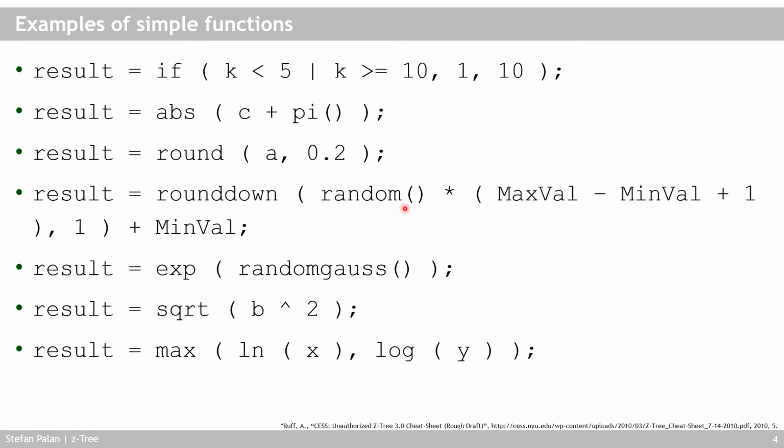Random generates a uniformly distributed random variable between 0 and 1. Random Gauss down here gives you a standard normally distributed random variable. And exp is the exponential function. SQRT is the square root. The little hat here is the power function or the power operator. You can use the natural log function: calculate the natural log by putting ln, and the 10 log by using log. And we also have the max function. The max function can only take 2 arguments, and the min function as well.